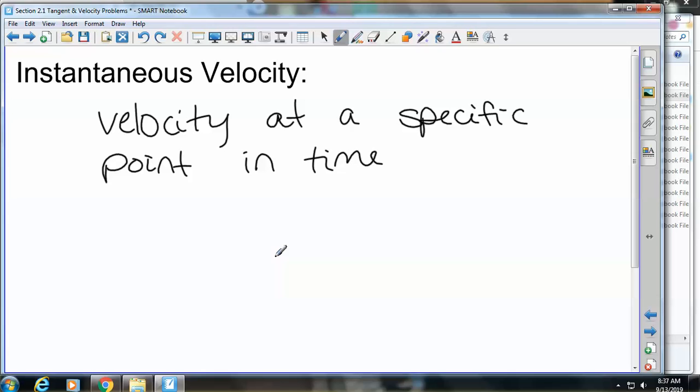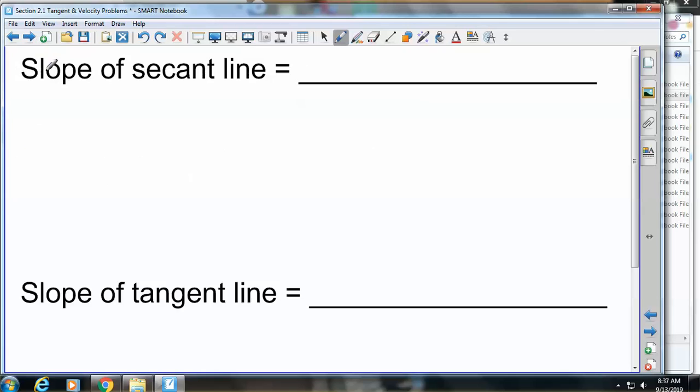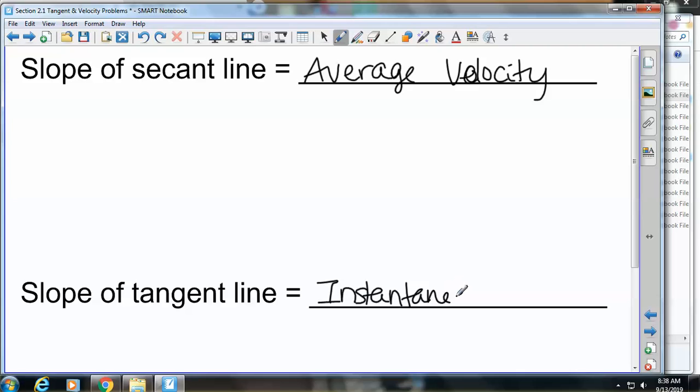I'm not asking for the average over 5 seconds. I'm asking you for instantaneous. At that 5 seconds exactly, what is the velocity at that time? That's like your tangent line. So we are sometimes going to have velocity questions, sometimes I'm going to ask you just secant tangent line questions, but they are the same question. Slope of a secant line is the average velocity, so when we're finding those slopes between two different points. Slope of a tangent line, that is one particular point in time. That's our instantaneous velocity.